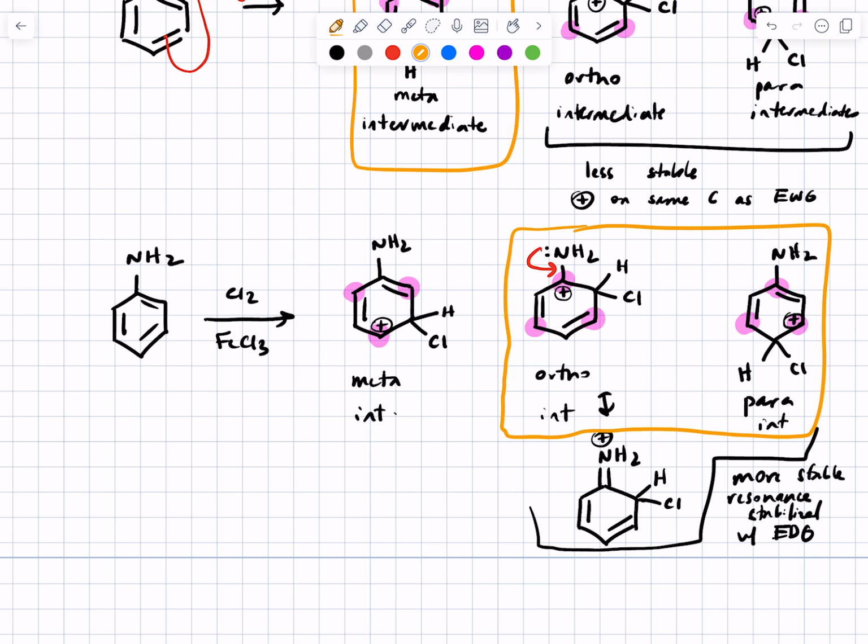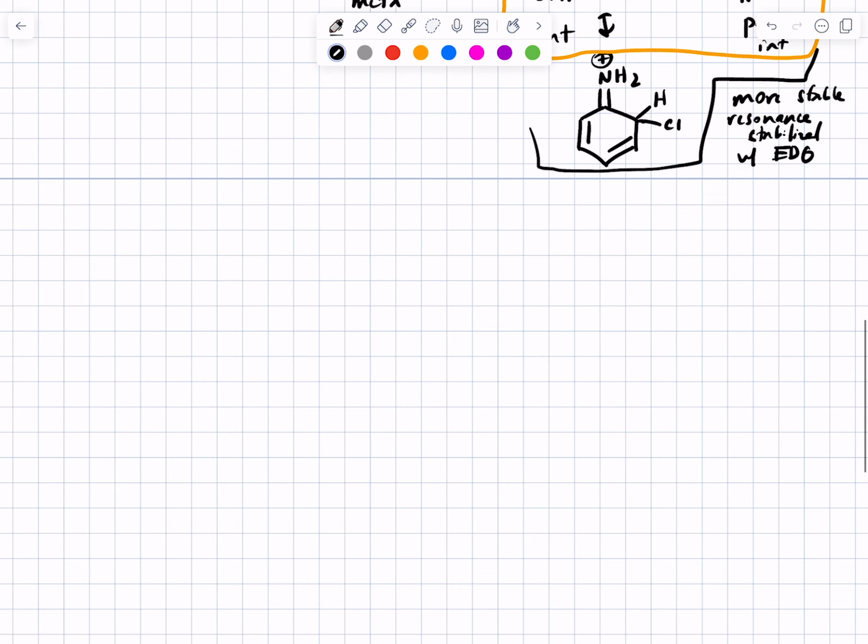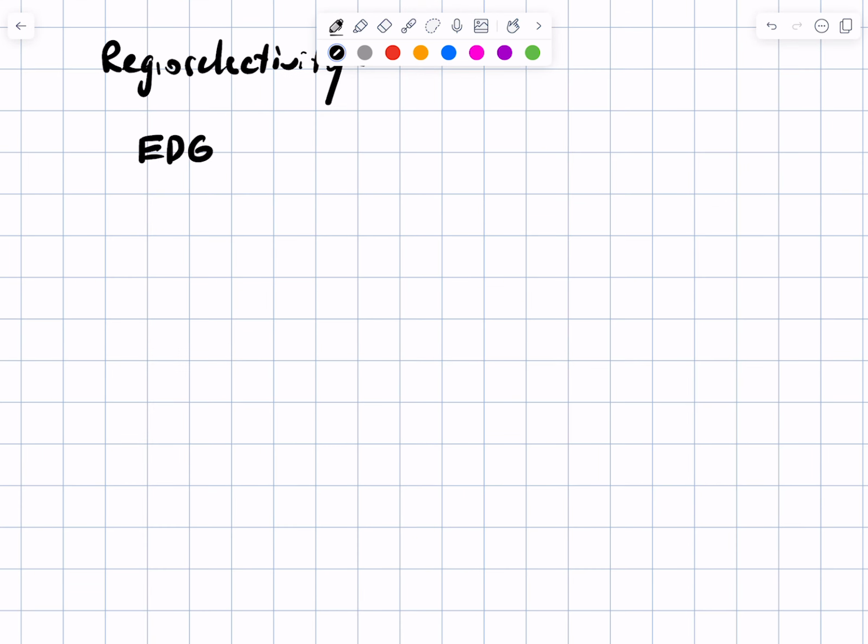So what counts as a donating group? For regioselectivity purposes, here are your electron donating groups, roughly in order of donating ability.